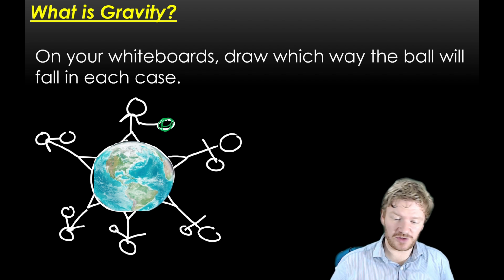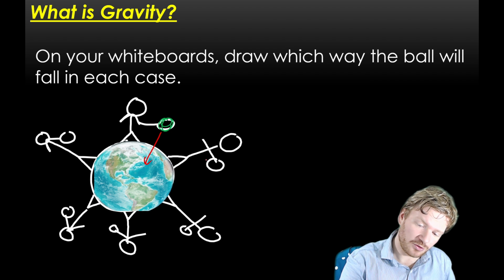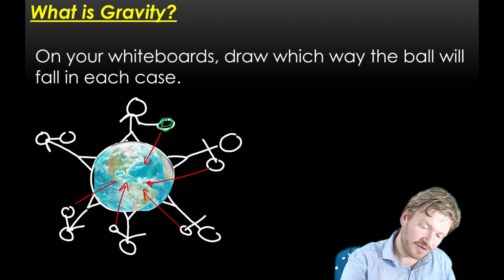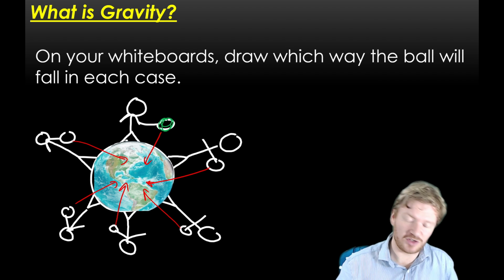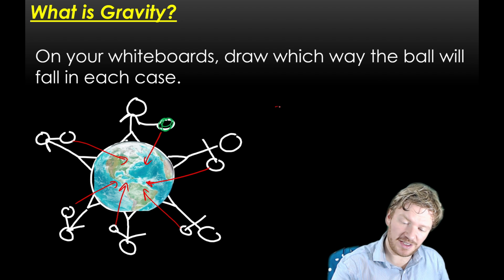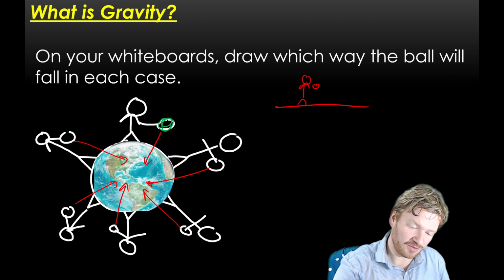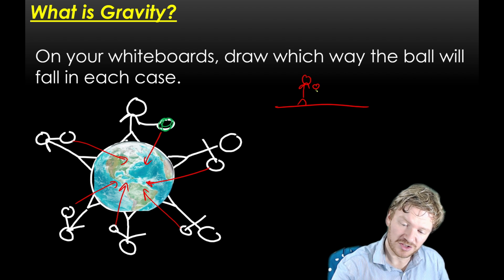Well, hopefully you can see for this top one it will fall straight down towards the centre of the Earth, and for all of them that will be the case. Gravity always acts towards the centre of Earth. But generally speaking, we think of Earth as being flat. Now, I'm hoping that my YouTube channel is not about to get inundated with flat earthers, because the world is a globe, it really is, anyone else is just wrong.